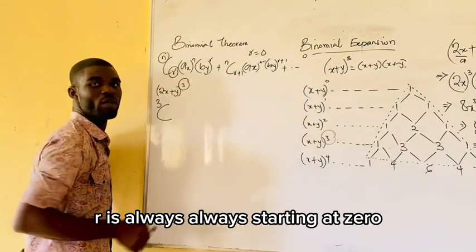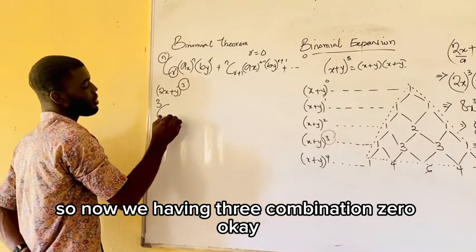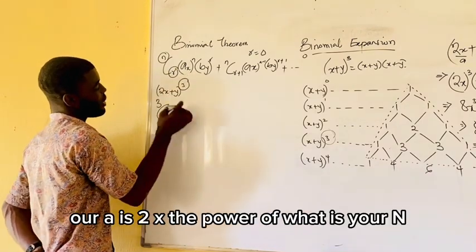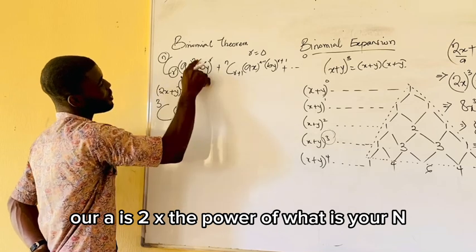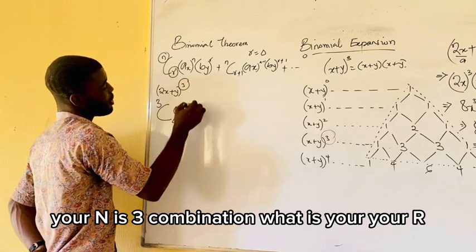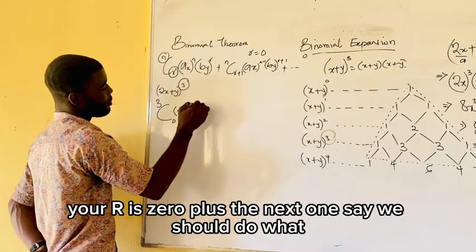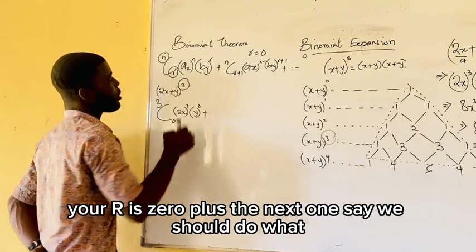R is always starting at 0. So now we have 3 combination 0. Okay, what's our a? Our a is 2x. The power of, what is your n? Your n is 3. Combination, what is your r? Your r is 0.